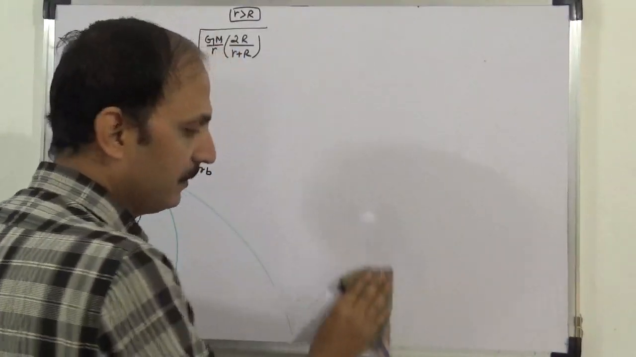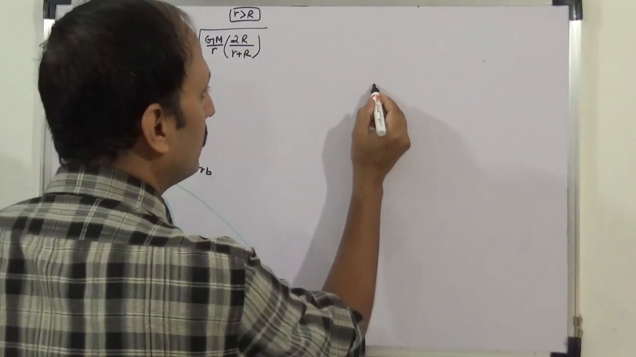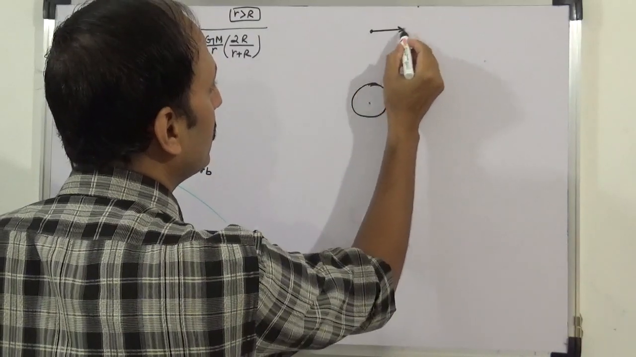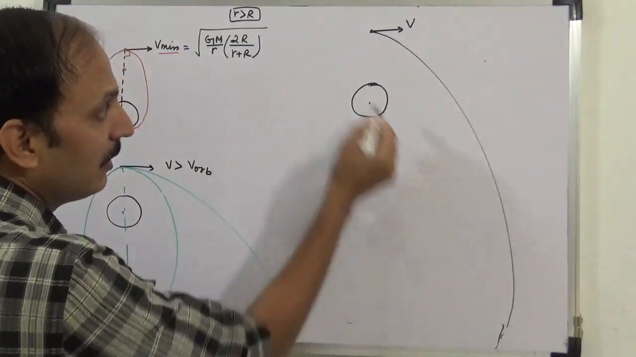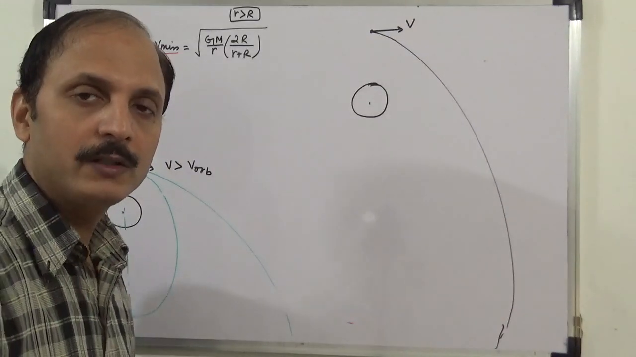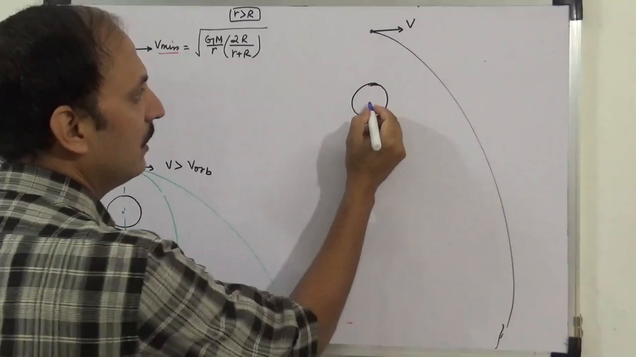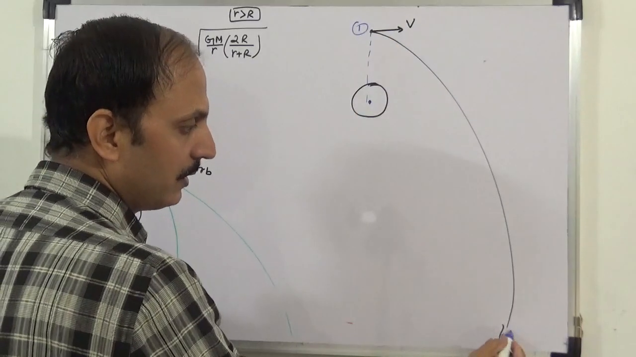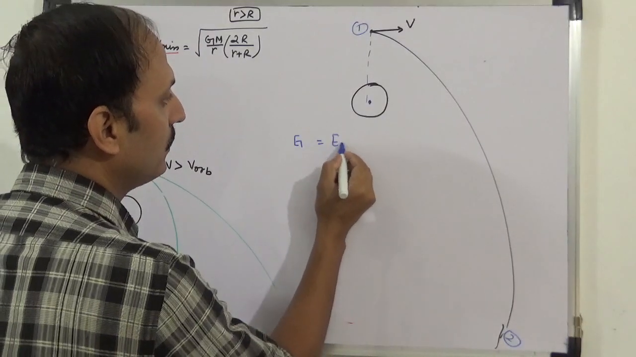So now let's develop the equation. Here, this is Earth and this is launching velocity V. How much should it be so that it goes so far that it does not return? This satellite should go so far that it should not get returned by the Earth's gravitational field. So again what to do? Apply, this is one and the second position is very far. So apply E1 equal to E2.